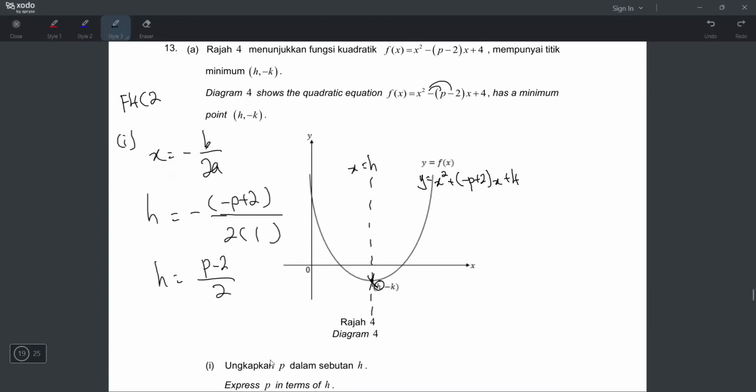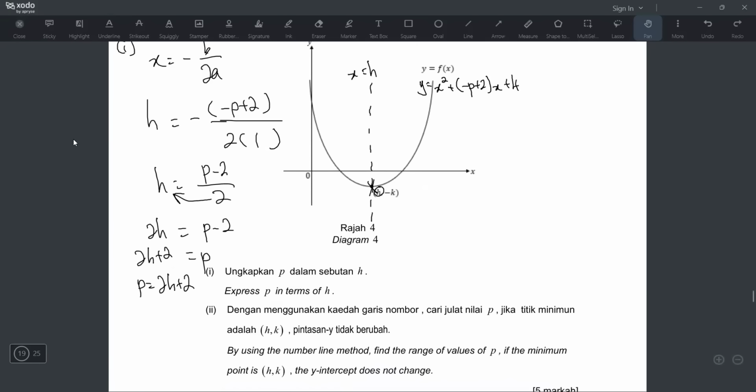Dia mau P single. Oh, sorry. P in terms of H, bukan H in terms of P. So I still have to do, jadi darab, so 2H, kena P yang single lah. So P sama dengan 2H plus 2. So P equals 2H plus 2. Ini baru betul. Okay, continue.